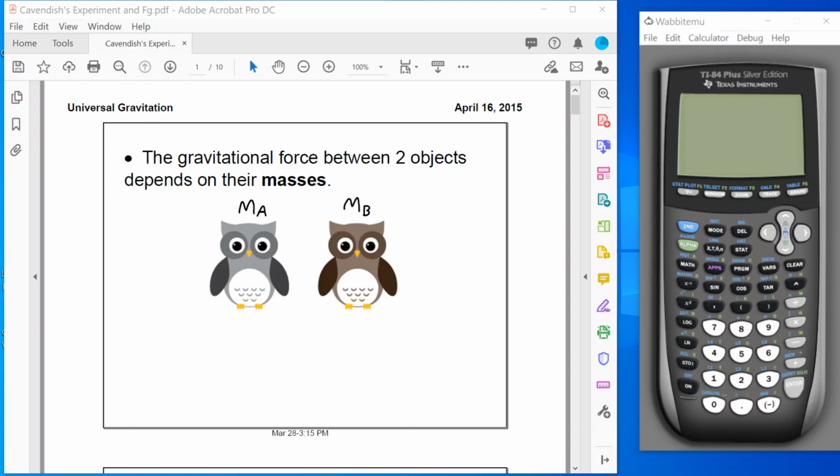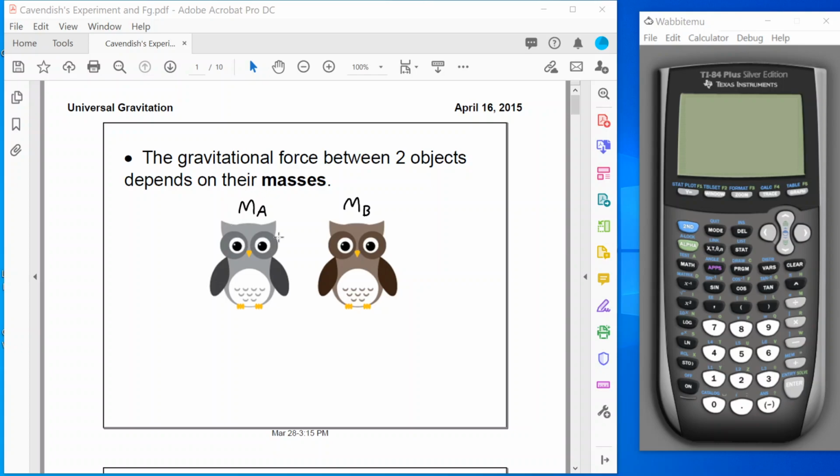So this is lesson 5, Newton's law of universal gravitation calculations. In this lesson, we're going to calculate the gravitational force. We're going to learn that gravitational force depends on mass, and we're going to call those mass A and mass B. What we're going to learn is that mass and gravitational force are directly proportional.